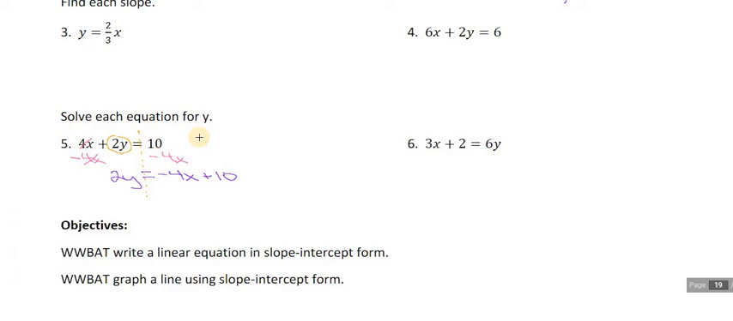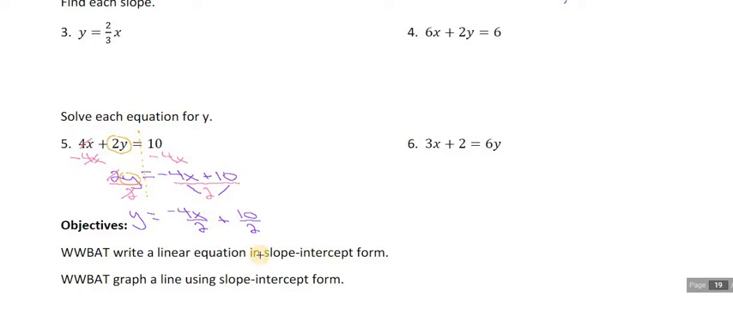Now to get y completely by itself, I need to move the 2. So I need to divide both sides by 2. Now when I divide both sides by 2, technically speaking, the negative 4x is getting divided by 2 and the 10 is getting divided by 2. So what I have remaining here on the left-hand side is just y equals, I'm going to show that both of these terms are getting divided by 2. So negative 4x divided by 2 plus 10 divided by 2.